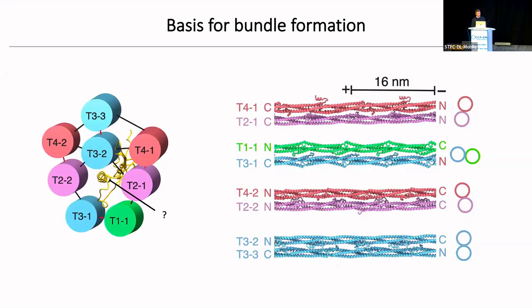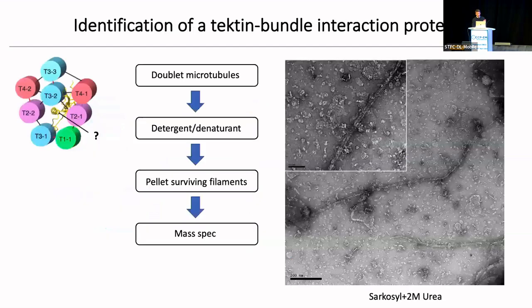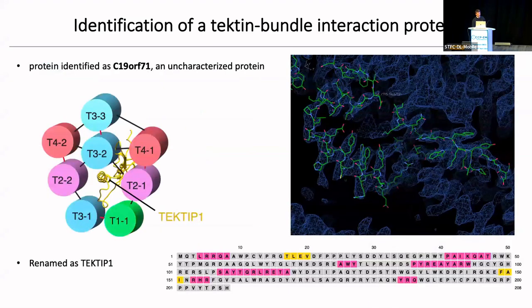And then we also identified a protein in the center of this bundle, which unfortunately we couldn't identify just based on the cryo-EM maps. And so we had to really take advantage of the hyperstability of this filament. So we took our doublet microtubules, we added detergent, we added a denaturant, we melted away the doublet microtubule, then we pelleted the surviving filaments. We did mass spec, and that helped to identify this really unknown protein as being a tektin interacting protein. This really just demonstrates how we can go from cryo-EM structures to identifying novel proteins.